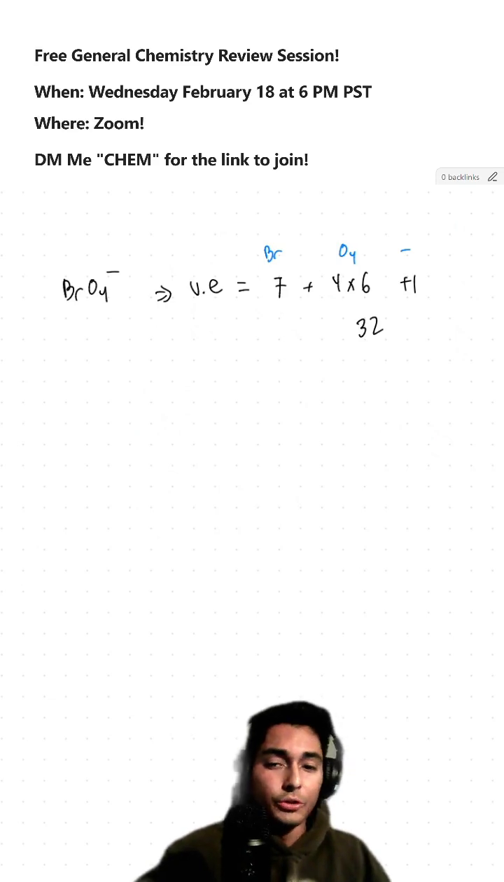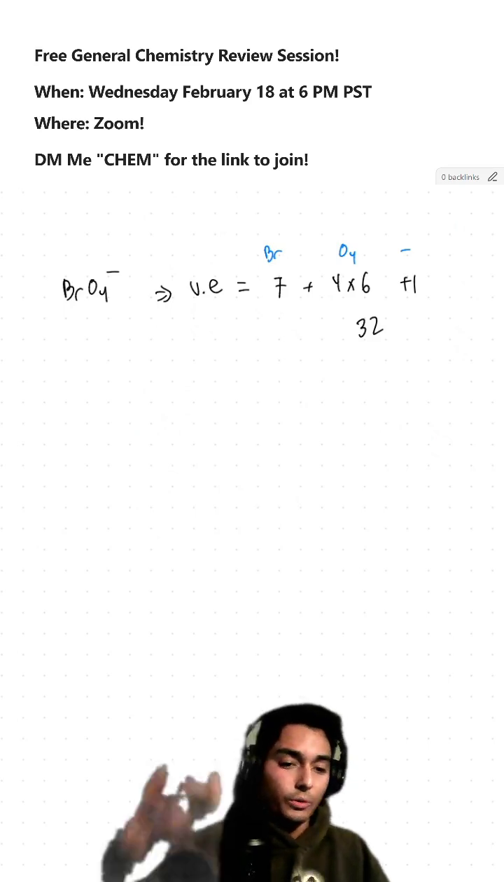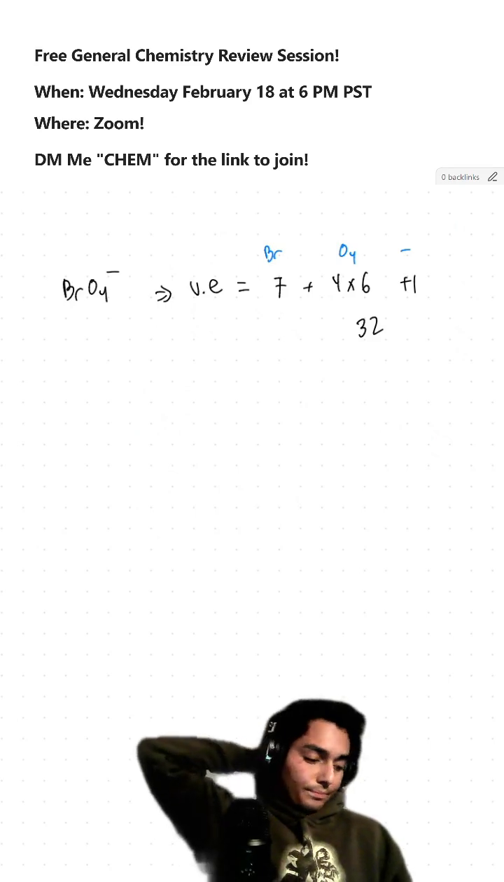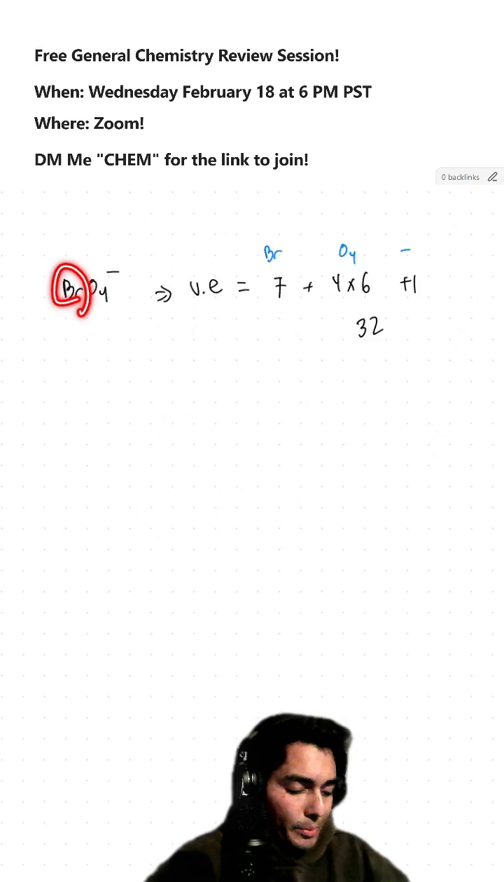Okay, so 32 is not a multiple. Oh yeah, 32 is a multiple of 8, right? So that's an indicator that I'm not going to break the octet rule here. That's a potential indicator. Now, the only thing is I do have bromine here. I only have 4 of them.